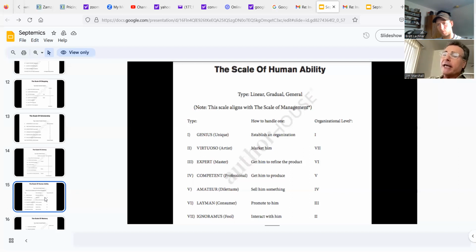Now, late in life, he became a painter. Did you know that? He took up painting. Now, he never became a virtuoso painter. He did get up to the point where people bought his paintings, which means he was level 4.